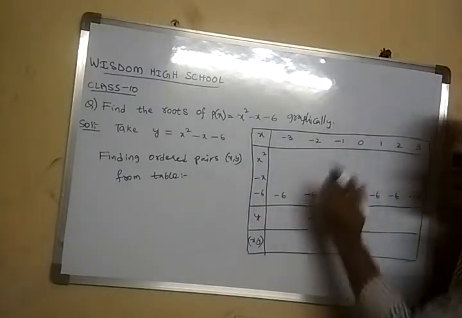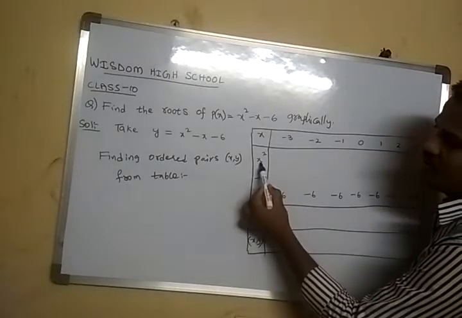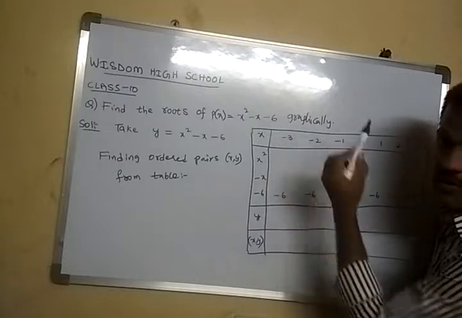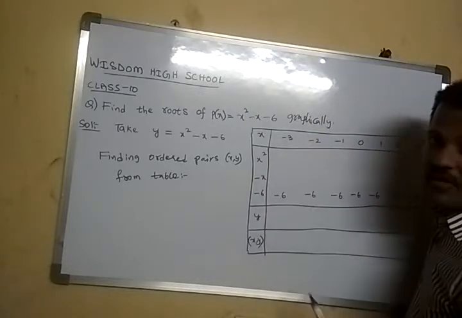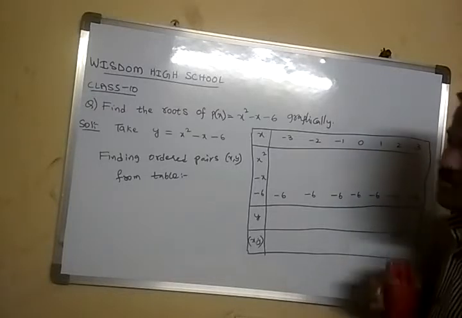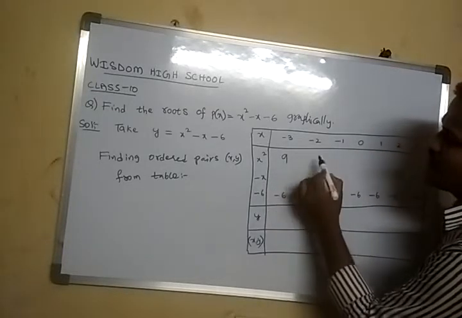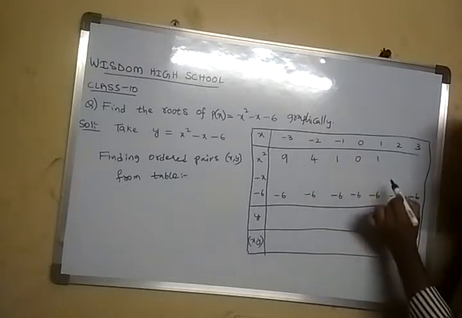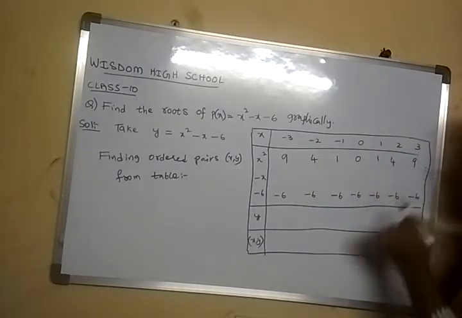Now the next step. The first one is x square. That means whatever value you are taking, you have to take its whole square. So -3 whole square is -3 times -3, minus into minus is plus, so 3 square is 9. Next, 2 square is 4, 1, 0, 1 square is 1, 4, 9 as it is.